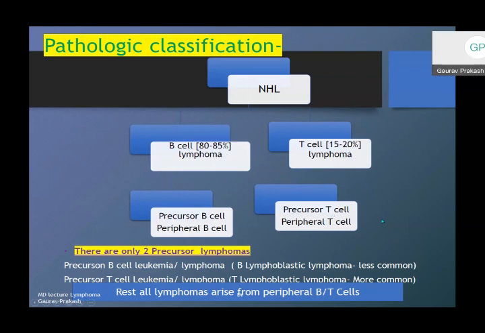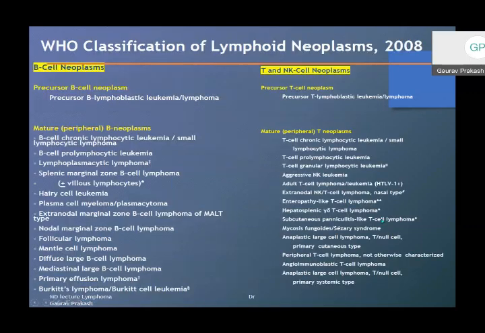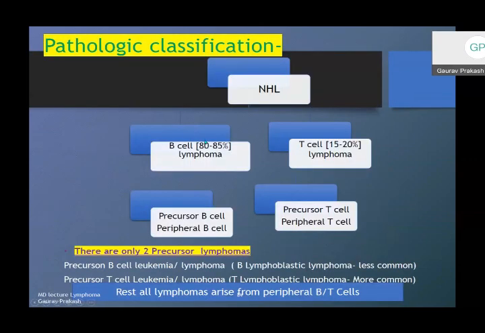Further, if we go deeper into it, those who are interested can refer to this WHO classification. There is a long list. Let me tell you, in today's era, 2022, there is no need to remember all of these subtypes. If you practice them, you will remember it. However, what you need to know is that B and T cell, B cell is more common, and amongst the B cell, DLBCL and Burkitt's and follicular lymphoma are the more aggressive and common ones.